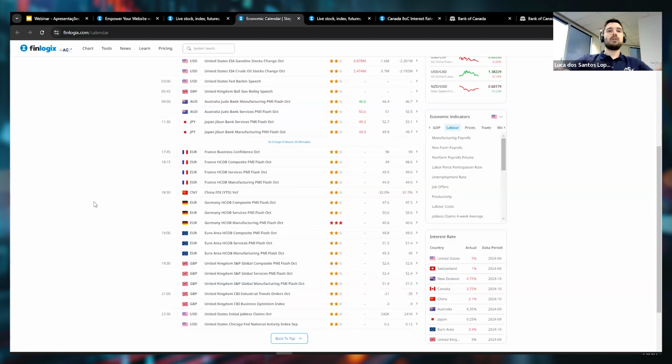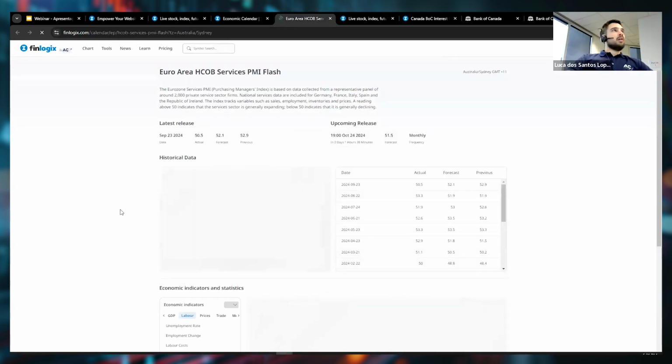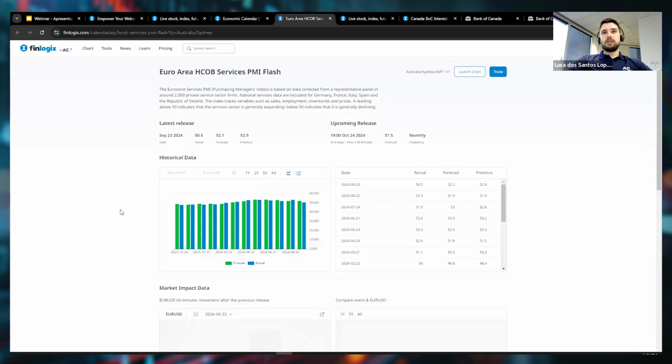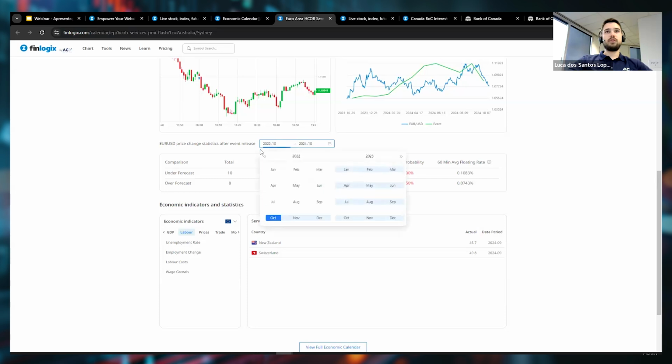Okay. Now, there's a very nice tool that I discovered today actually on FinLogix's economic calendar. Let's say you want to have a look at the services PMI for Europe, okay, for the Eurozone. So let's click on it. It's going to open this little page, as everyone knows. And then right at the bottom here, you can choose, let's say, from January 2020 all the way to October 2024, as we are right now.